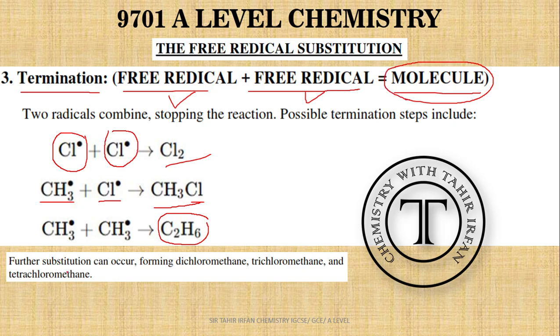Further substitution can occur, forming dichloromethane, trichloromethane, tetrachloromethane, and you can see even ethane can be formed. Even the chlorine substitution of ethane can also be formed. So it means the free radical substitution method is not a very precise method. It can make multiple products, many types of alkyl halides, and even longer chain alkanes.